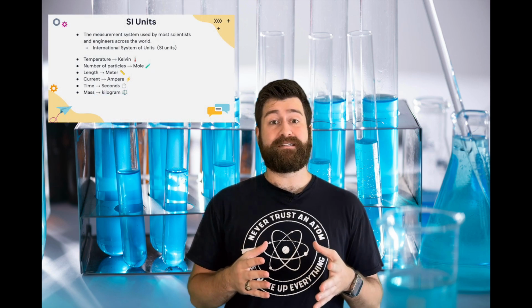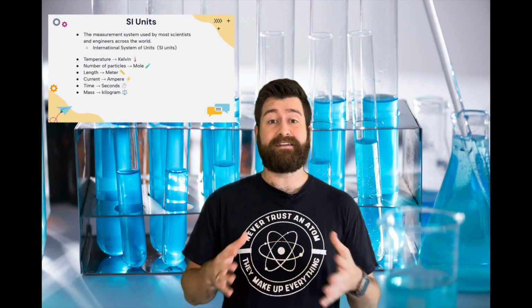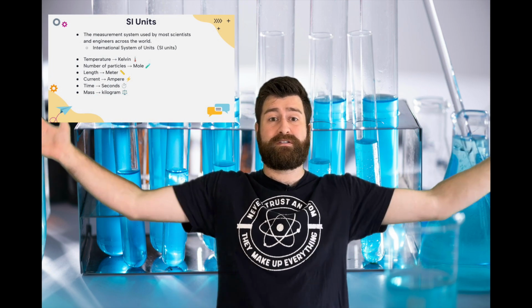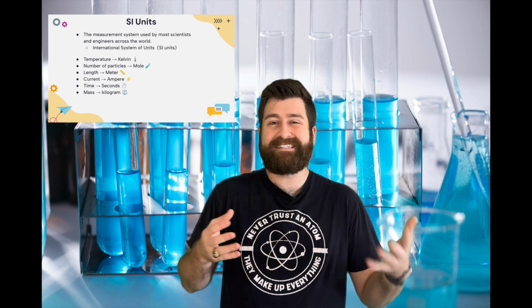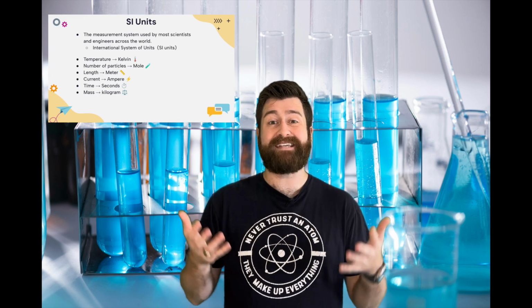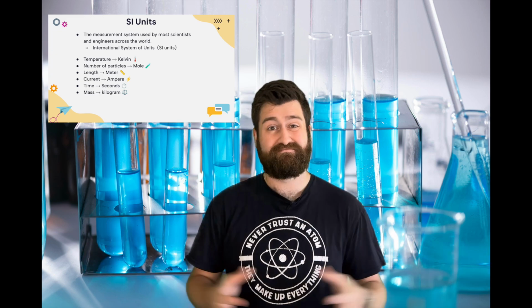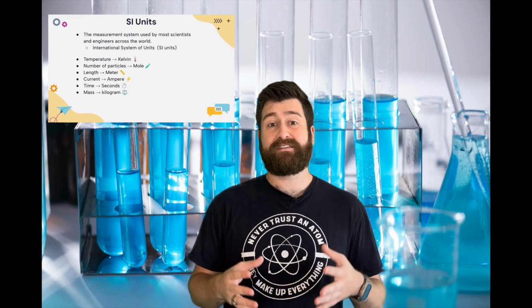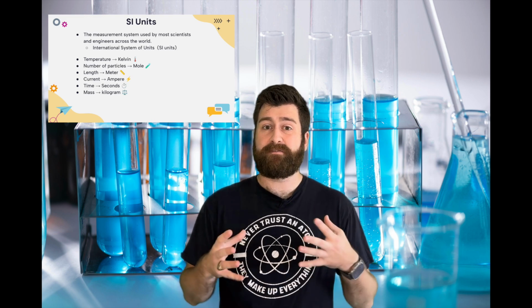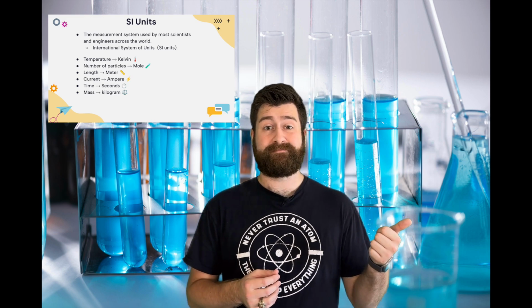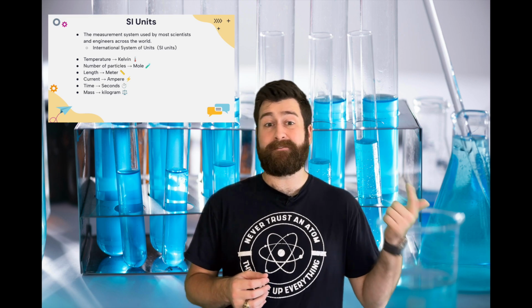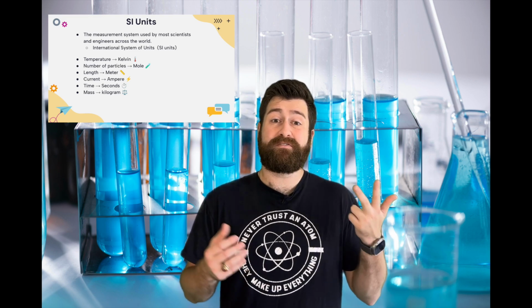This is the measurement system used by most scientists and engineers all across the world, otherwise known as the International System of Units. But scientists like to keep things short, so we use SI units for short. Here in the US, the general person uses different measurements for some of our measurements. These include Fahrenheit for temperature, inches or feet for length, and pounds for weight.